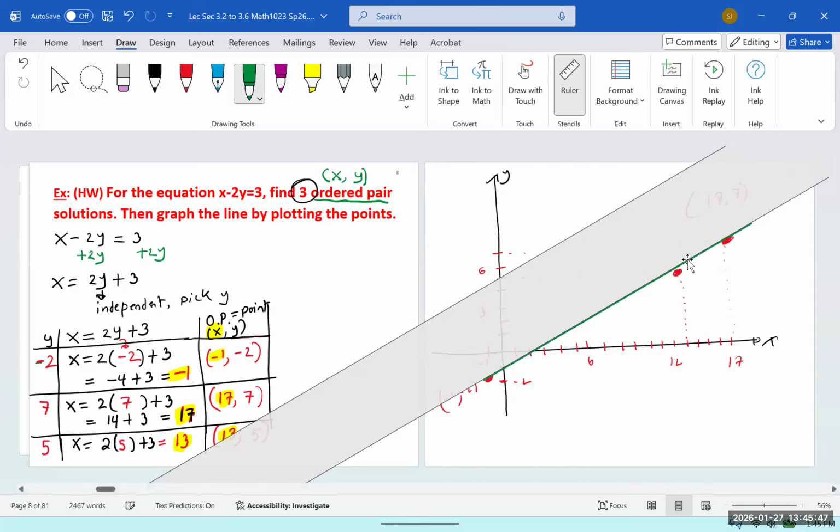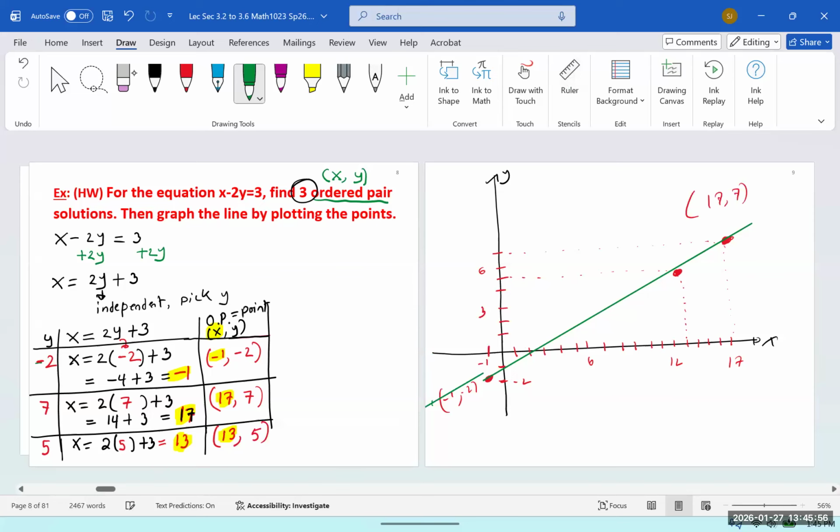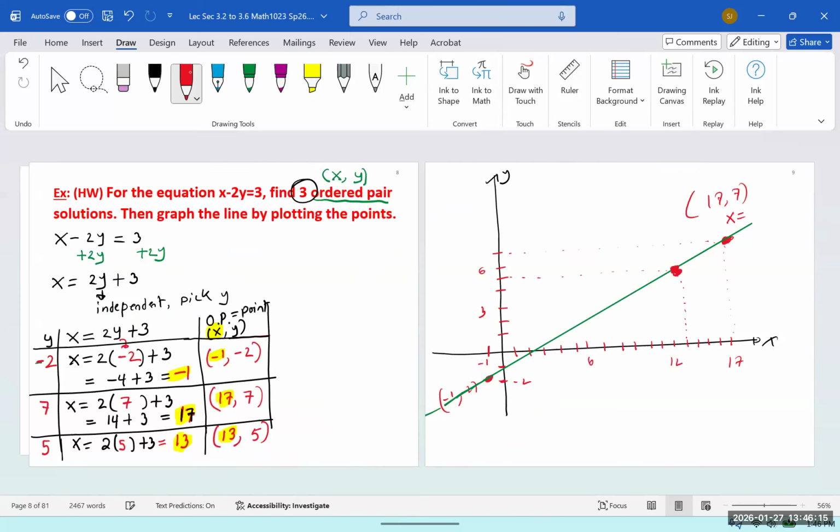So, where is this? That means this point should be here. So we plotted 3 points and then we found our equation. We found our line for x minus 2y equals 3.